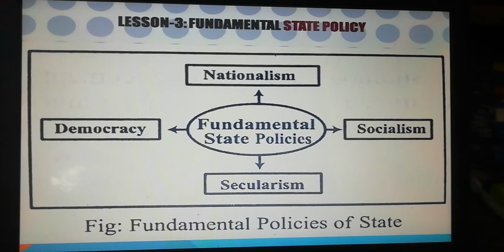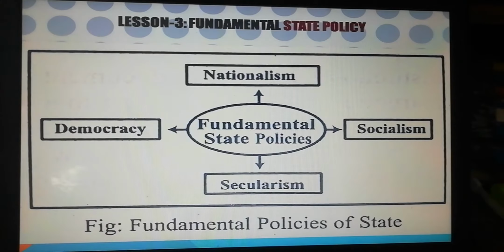Lesson number three is on fundamental state policies. What is fundamental state policy? Fundamental means basic, we know, and state policy means the policies or rules or regulations for the state. That means after the liberation war, under the leadership of Bangabandhu Sheikh Mujibur Rahman, we fixed four fundamental state policies that we can see in the diagram.